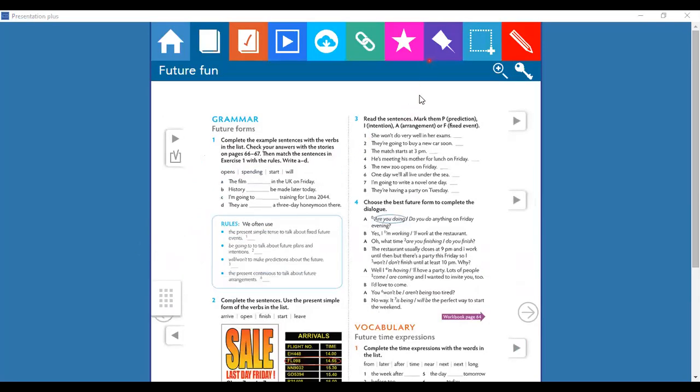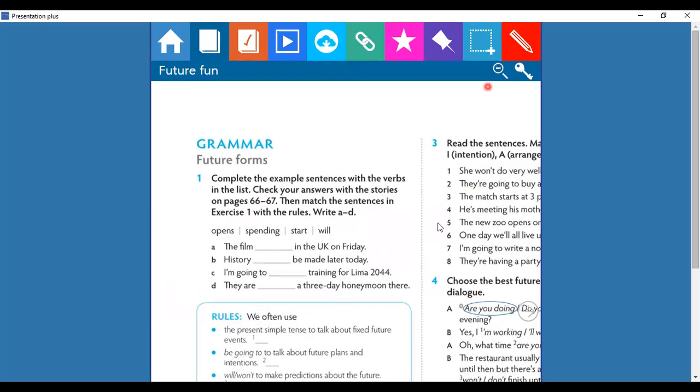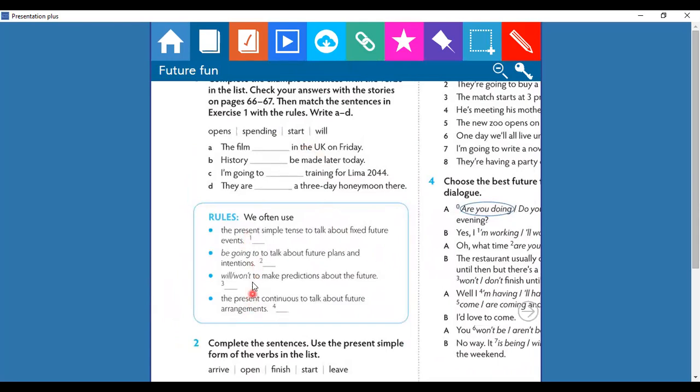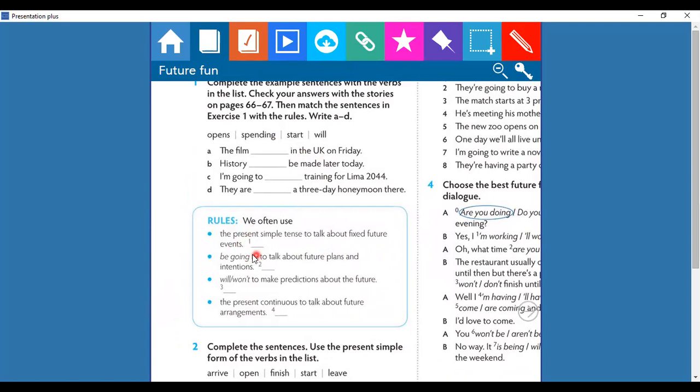Okay, so here they say which one are we using. We use the present simple to talk about future fixed events. Future fixed event. So that would be the letter A. We're going to talk about future plans and intentions. So that's letter C. Will, want, predictions about the future. So that is letter B. And the present continuous talks about the future arrangement. So that is letter D.